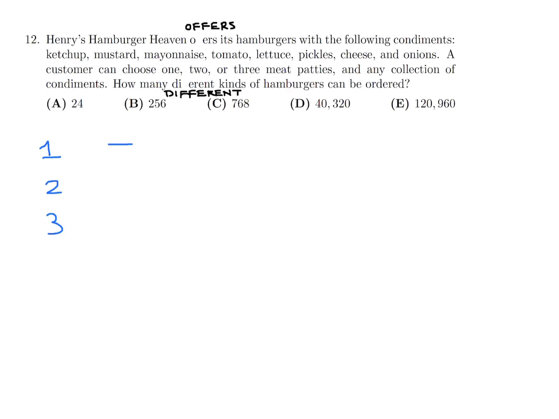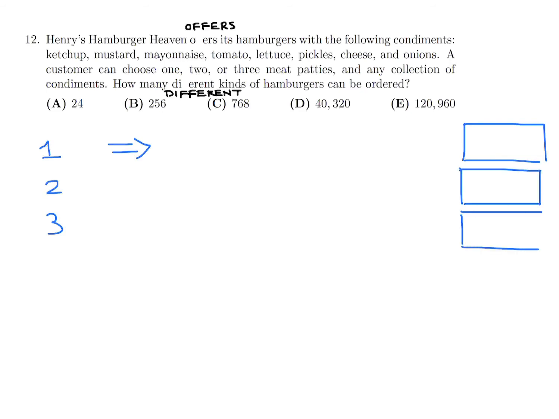So what I'm going to do is I'm just going to concentrate on the 1 meat patty. And then for the 2 and the 3, it'll be exactly the same. So I'll just multiply my answer here, big long answer, whatever I get. It'll be the exact same for 2 patties and 3 patties, right? So here we go. For condiments, that is a little bit more tricky. We can have 0 condiments, we can have 1 condiment, 2, 3, 4, 5, 6, 7, or 8. There's 8 condiments, correct?